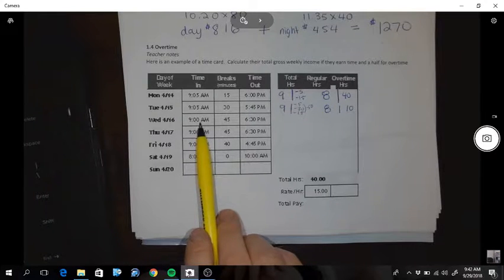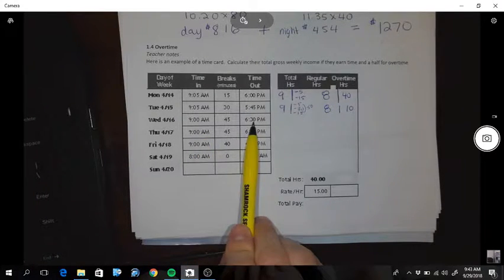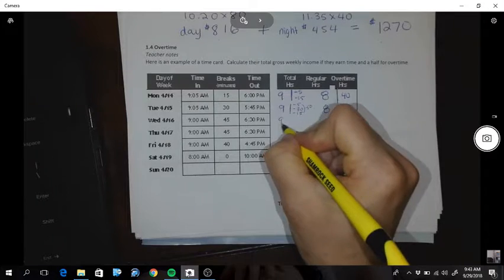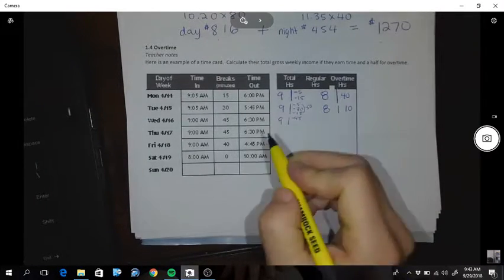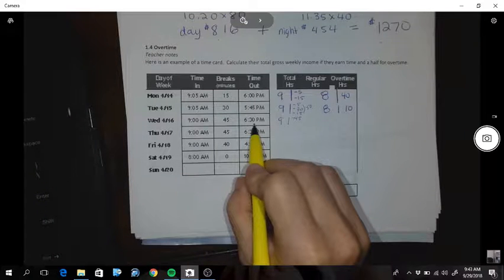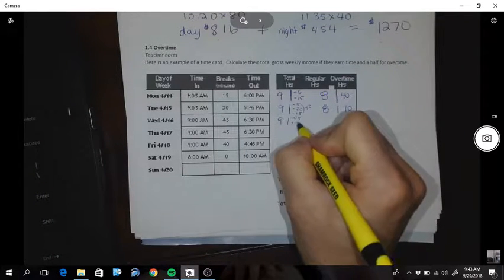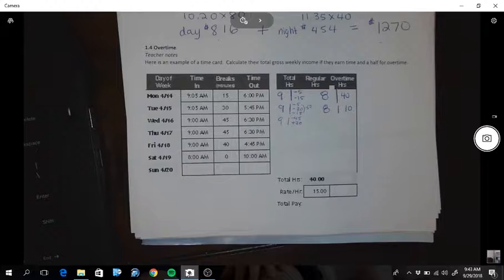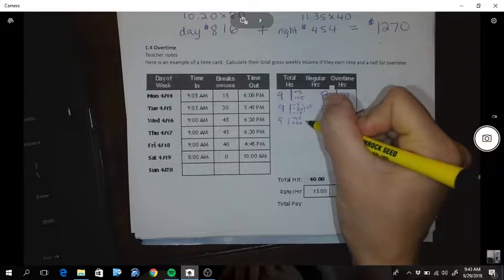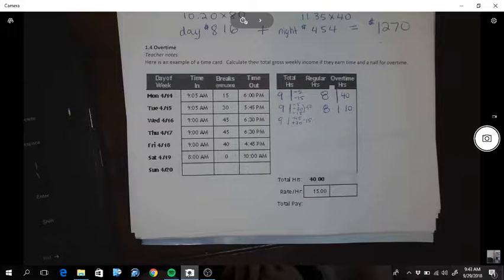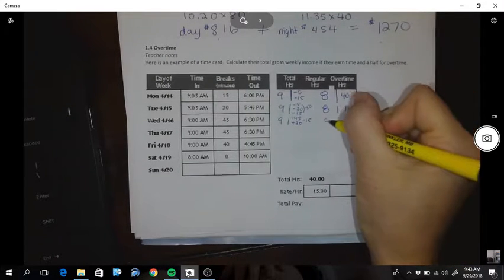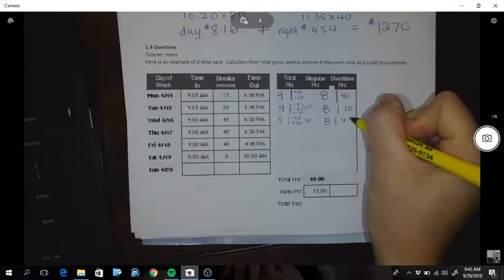Wednesday, let's use the same. 9 to 6 is 9 hours. They had a 45-minute break. I'm going to take that off. But they stayed 30 minutes after, so that's a positive 30. But the minutes altogether come out to 15 minutes off. So that works out to 8 hours and 45 minutes.